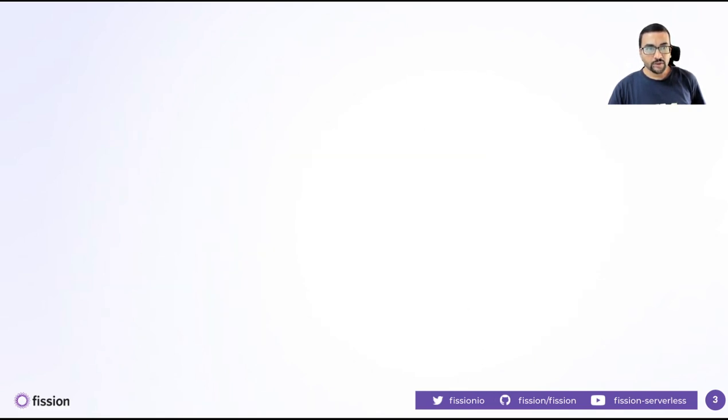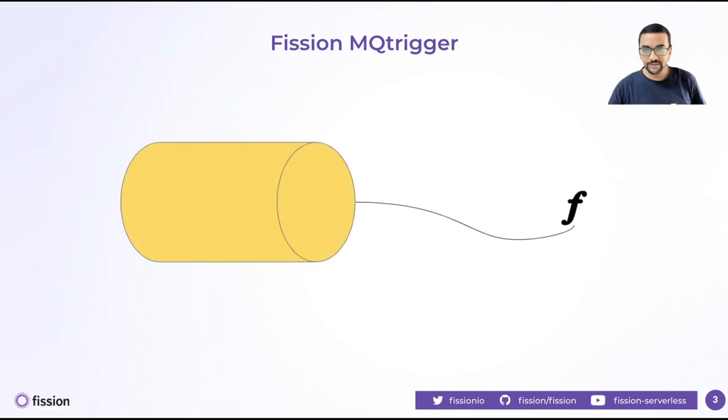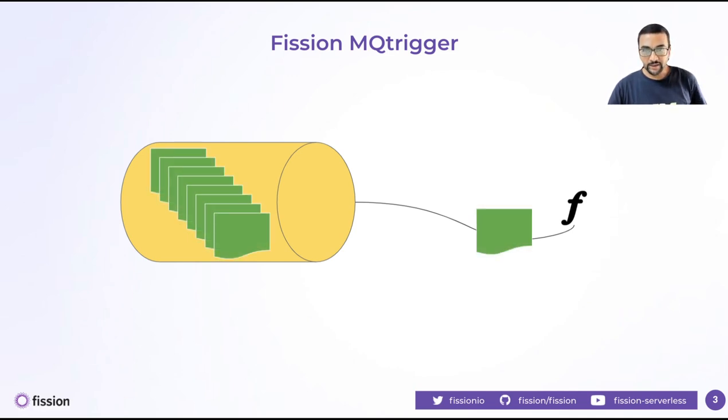Now, in Fission there is an object called MQTrigger. What it basically does is, you have a message queue, and as messages start arriving in the message queue, you want that to invoke a function. So the function should ideally get only the message body and shouldn't have to worry about how to connect to the message queue, all that stuff. That's the idea.